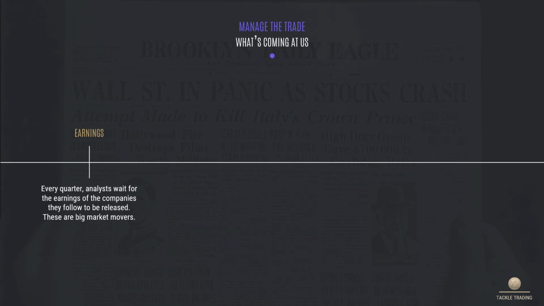Earnings coming at us, they happen every quarter, 4 times a year. We do not want to carry short-term directional trades through earnings. Earnings is a 100% crapshoot. It's 50-50 either way. There are 3 things that are going to be very important in an earnings announcement. Number 1 is you have earnings per share. Number 2, you have forward guidance. And number 3, you have revenue.